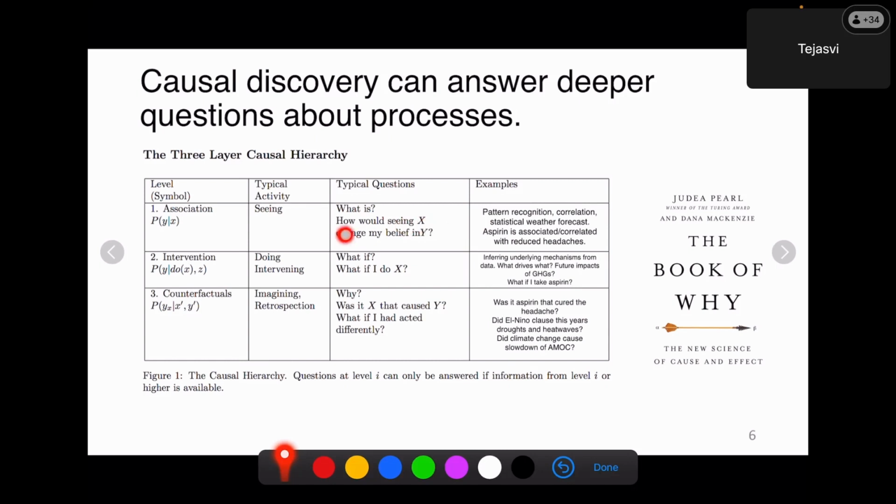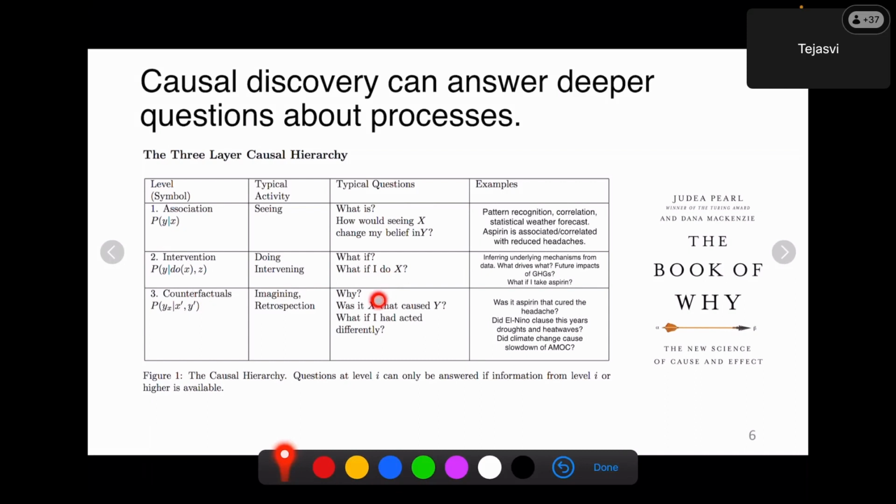A second depth of question that can be answered is regarding interventions. So here, what-if statements come into play. What if I do X? What if we increase greenhouse gas emissions? How would the future look? Now, this is way different than a plain association-based question. This question has some degree of depth to it because an intervention is involved. So this is the second degree of the causal hierarchy that we can try to explore.